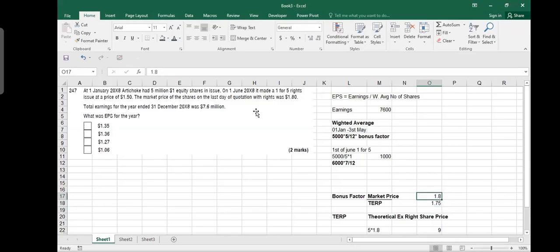So you divide these two numbers, and you get your bonus fraction. You call it the bonus fraction. Let me not call it factor; the right word is bonus fraction. And your bonus fraction is 1.8 divided by 1.75. So here you go and you multiply. So what is your weighted average number of shares?